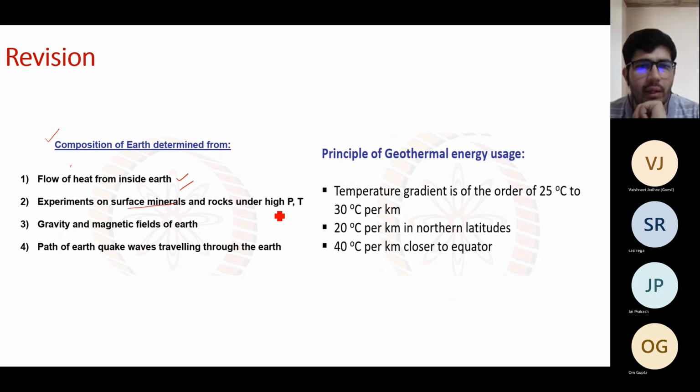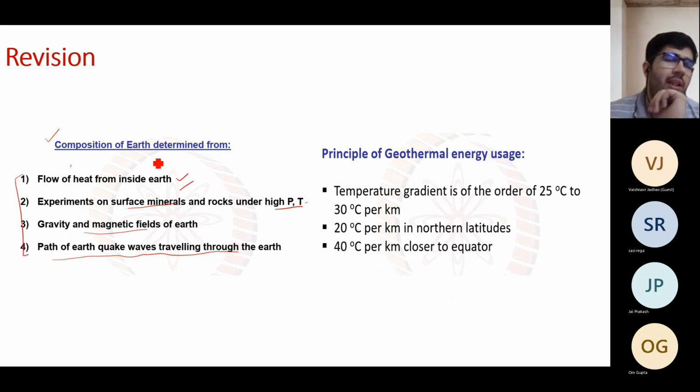Experiments on surface minerals and rocks under high pressure and temperature, gravity and magnetic fields of earth, and the path of earthquake waves traveling through the earth. So using these four methods, we can measure the composition of the earth. For more detail, you can refer to the class videos, and maybe some reference books. So basically, these are the four methods.